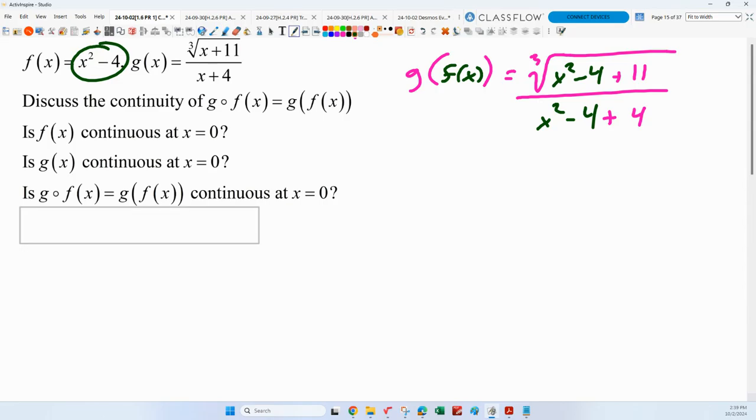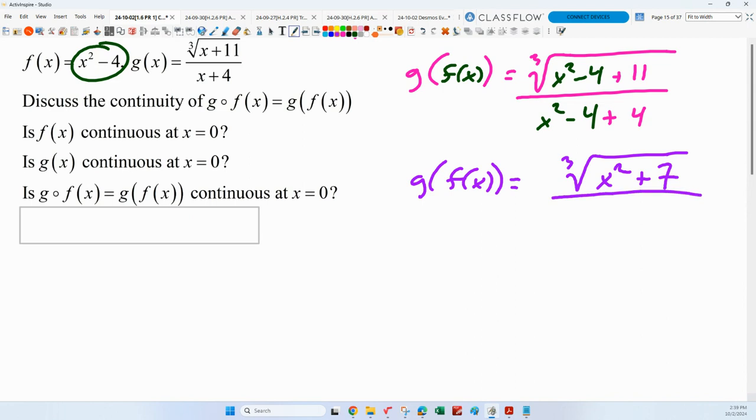Well, that's pretty easy to simplify. What's that give us? What do I get on the top? Cube root of x squared plus 7. On the bottom, okay. So is g of f of x continuous at x equals 0? No, it's not. That's why.